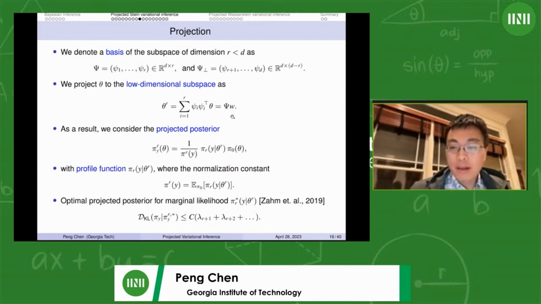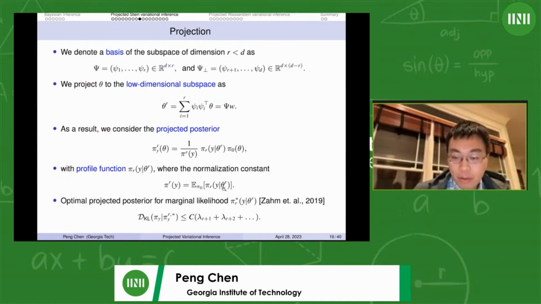Essentially, the uncertainty of the parameter that differs between the prior and posterior distribution is characterized by this coefficient W, right? So here we have the projected posterior. Originally we have the theta, now we have the theta R, and we have a profile function. This profile function, this is a model evidence. This is the original prior distribution, prior density. And the profile function is related to the likelihood function.